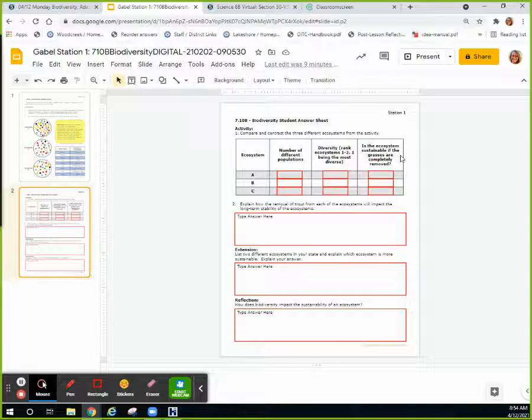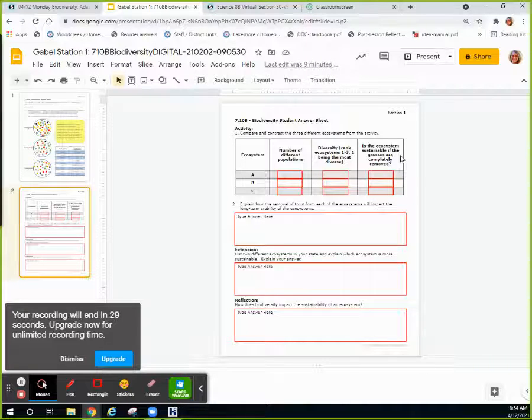Okay, so for an ecosystem to be sustainable, we have to have producers. Okay, remember, producers are the base of the food pyramid. Without producers, ecosystems cannot survive. It throws the whole food chain off. Okay, so we're going to look at that as well.